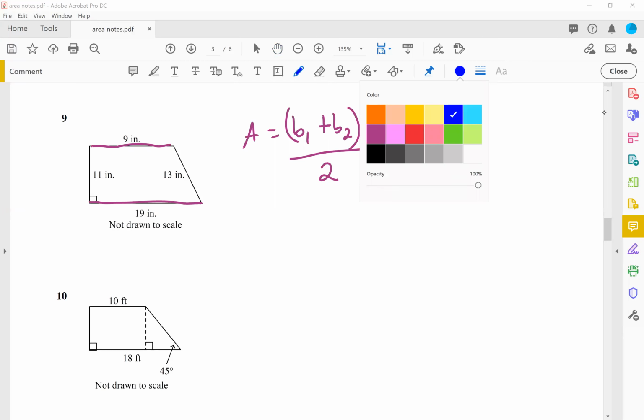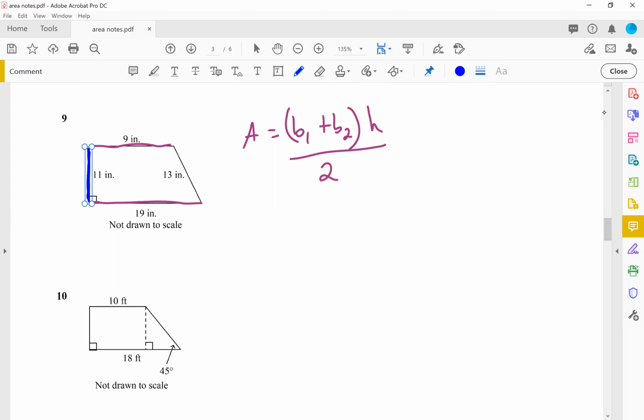And then your height, again, is going to be perpendicular to the bases. So this right here is your height. The 13 is there to confuse you. Remember, your height is not slanted, okay? It's always perpendicular. So we just plug in.